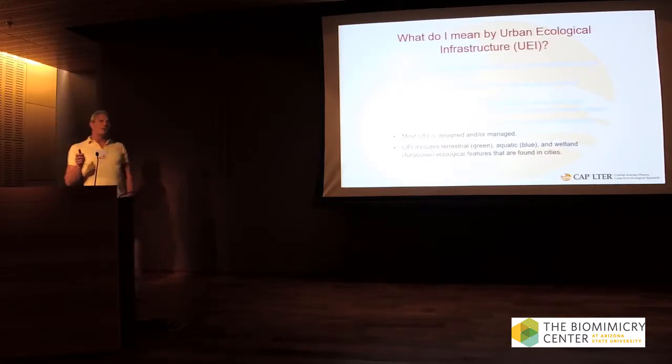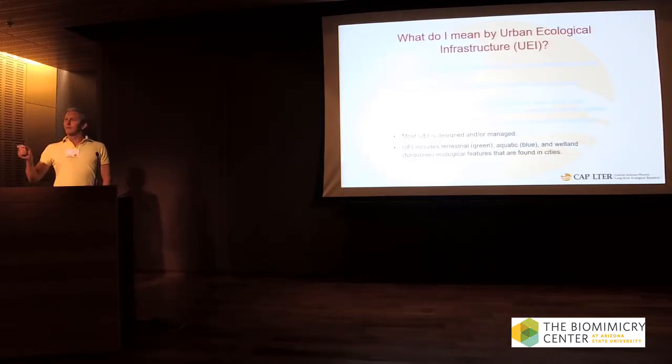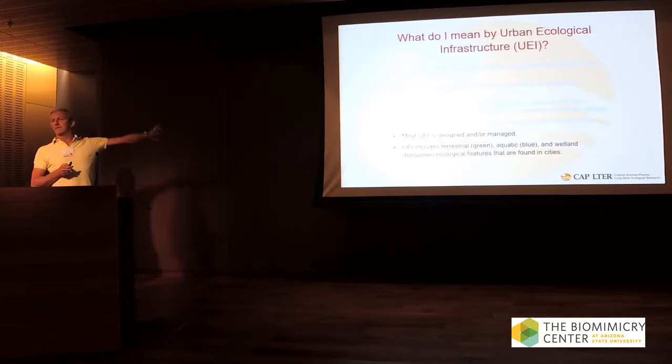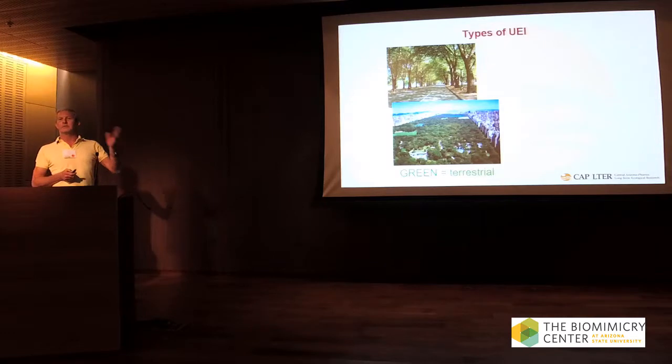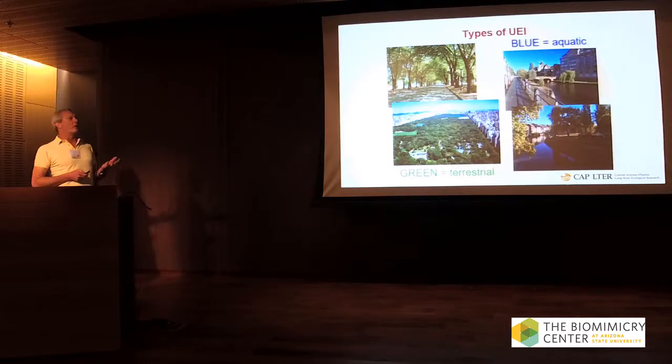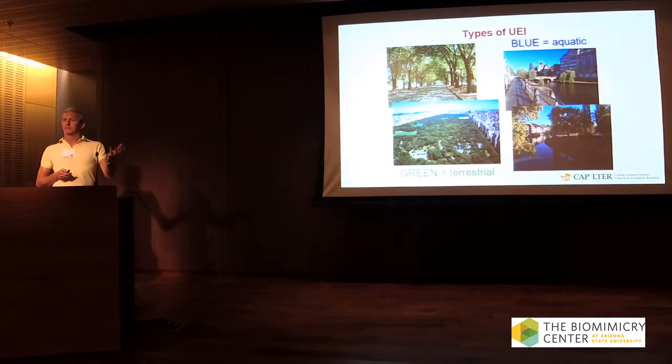Now the trick here is that there are different ecological components to UEI. There's the terrestrial component, which is the most obvious to us because we are a terrestrial species, but all cities have aquatic components and all cities also have wetland components. And so we have decided to differentiate the different types of UEI in a city using colors. As I said, as a terrestrial species, the most obvious type of UEI for us is green. But again, all cities have various aquatic features. Aquatic ecosystems function very differently than terrestrial ones, and so we refer to this as blue UEI.